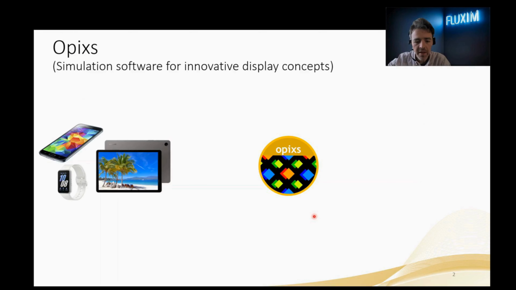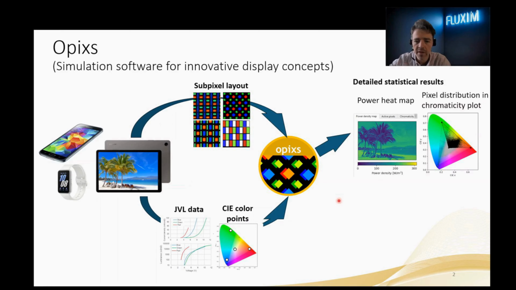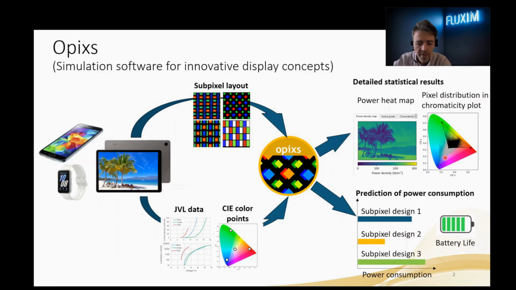Opixs is Fluxim's latest simulation software for innovative display concepts. The idea behind Opixs is that users can analyze images based on their subpixel information such as pixel layout, JVL data, and CIE color points, and then get detailed statistic results such as a power heat map or the pixel distribution in chromaticity plots. Furthermore, Opixs calculates the power consumption and allows to compare different subpixel designs.